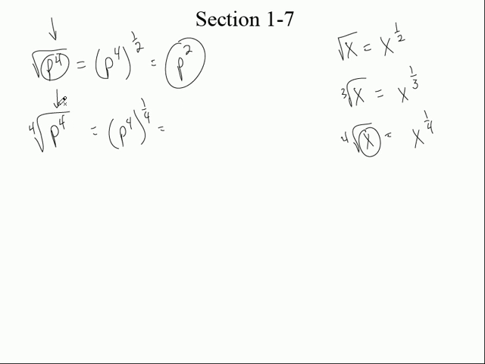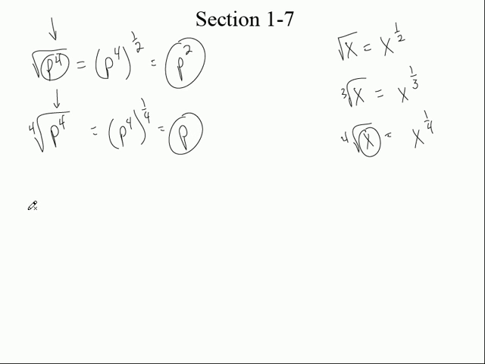Okay. All right. If you can't visualize that, then that's why I'm showing you this right here, because this is a little more straightforward. This is p to the fourth to the 1/4. What's the rule? You keep the base the same, and what do you do with the exponents? Multiply them together. 1/4 of 4, or 4 over 4, is 1, or just p. So the fourth root of p to the fourth is just p. Everybody get that?